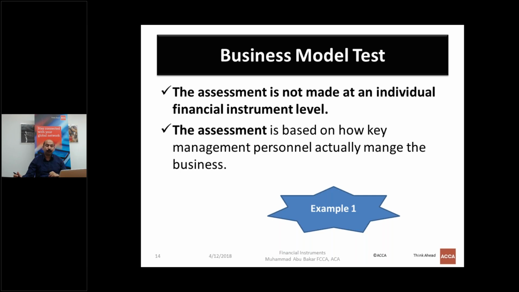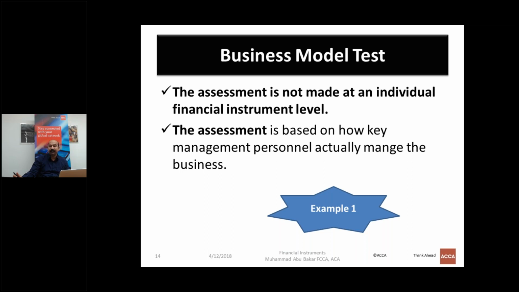An entity may have more than one business model for managing its financial assets, and the classification need not be determined at the reporting entity level. For example, it may have one portfolio of investments that it manages with the objective of collecting contractual cash flows, and another portfolio of investments held with the objective of trading to realize changes in fair value.